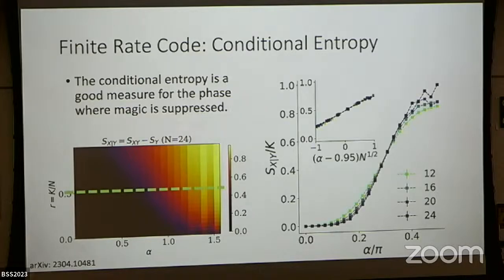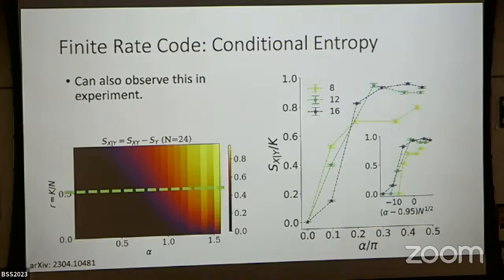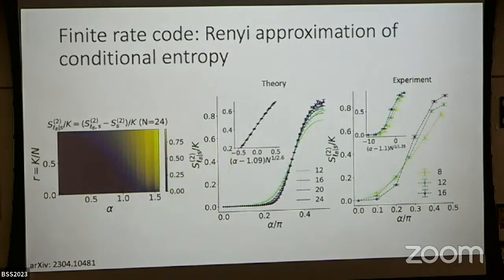This is again numerics up to size 24, and you can see this crossover that happens here. That indicates that we've entered into this magical phase, and we have a scaling collapse with n. So this is a phase transition, and we can also observe this in the experiment. I would say this is not the prettiest of our data, but we do see some indication of a scaling collapse. But yeah, maybe I won't comment on that. Okay, so yeah.